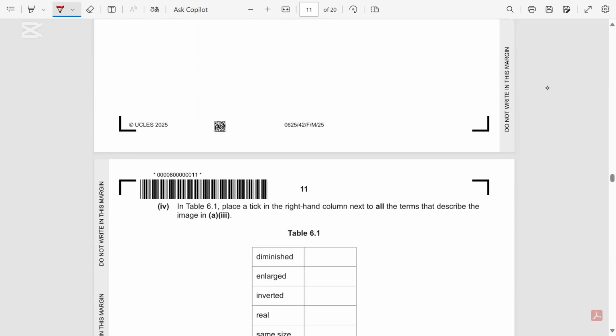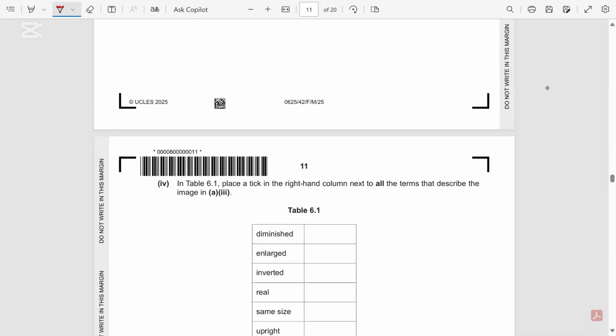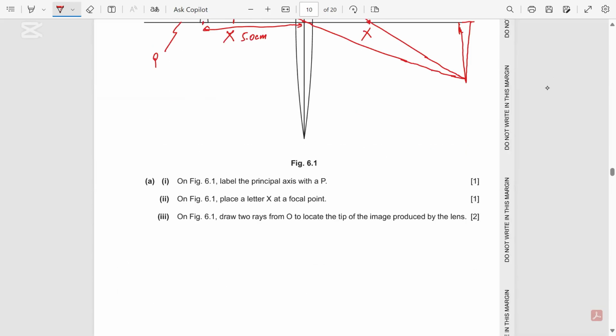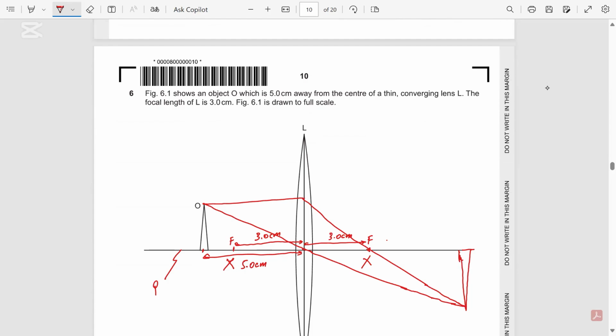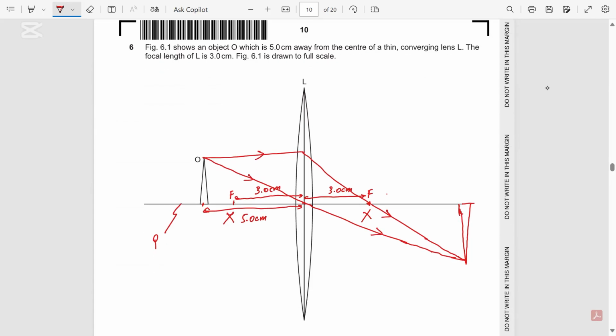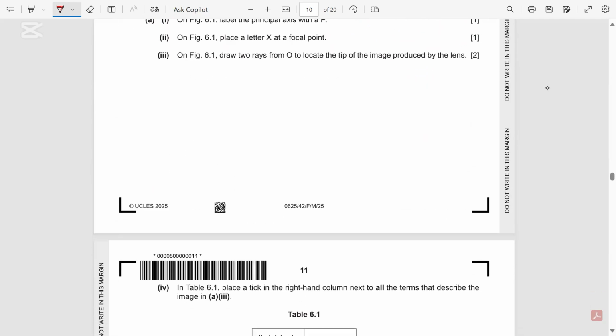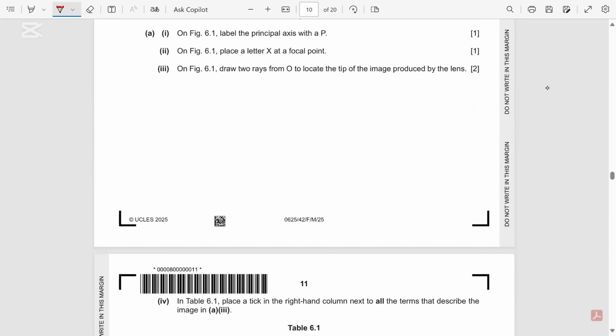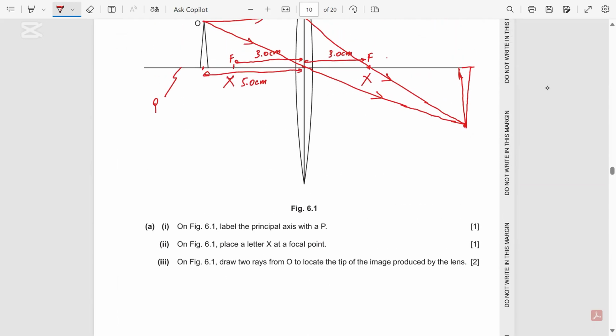So in table 6.1, place a tick in the right-hand column next to all the terms that describe the image. So you can see here that the image is enlarged. It is of a bigger size compared to the object. Also, you need to draw the arrows here. Don't forget to draw the arrows, right? So this is where the image is formed, right? And also you can see that it's inverted and it's real. A real image is one which can be caught on a screen. So if you place a screen here, you can see this image clearly.